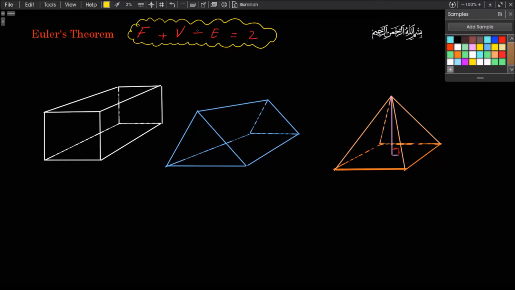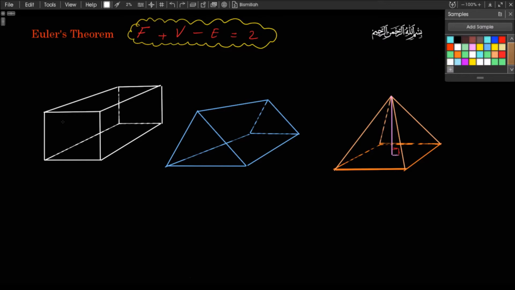I just want to bring to attention this negative sign over here. It's F plus V minus E equals 2, where F is the number of faces, V is the number of vertices, and E is the number of edges in the polyhedron. To me, this kind of spells 5, right? Kind of like the 5 platonic solids or something like that. But this is a pretty easy theorem to remember, I think. F plus V minus E equals 2. So let's see if this applies to the polyhedrons that we've drawn over here.